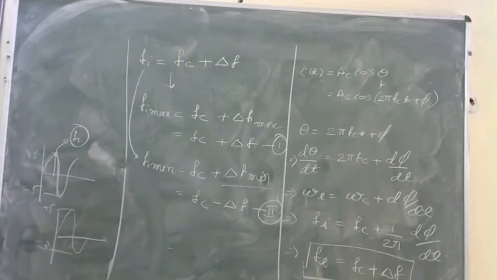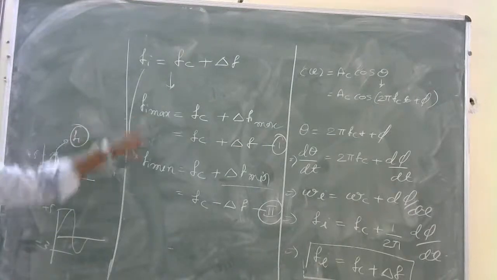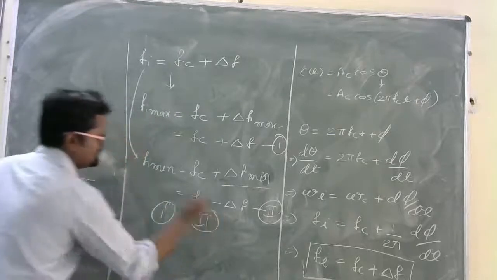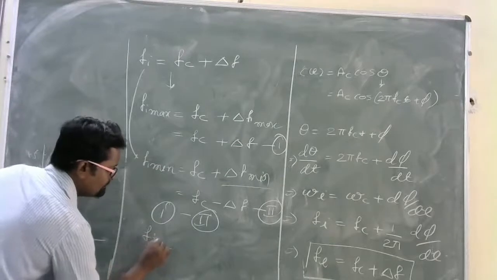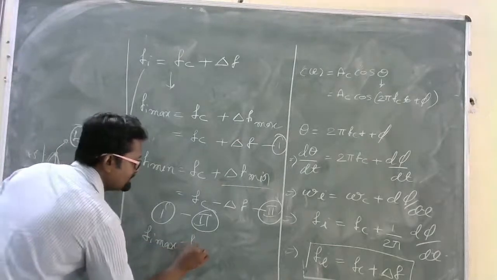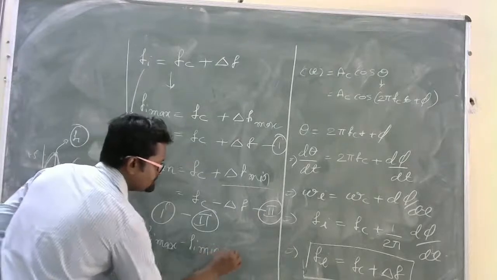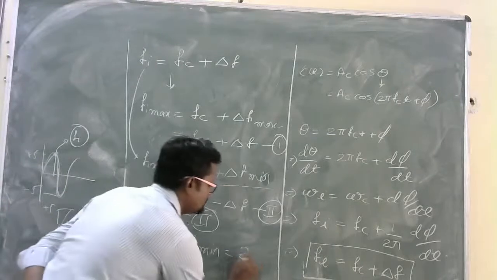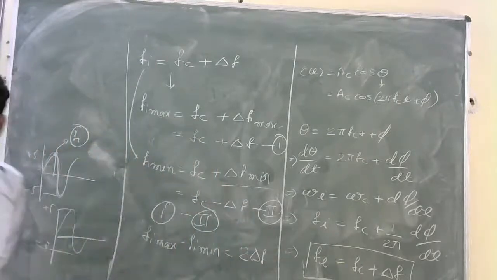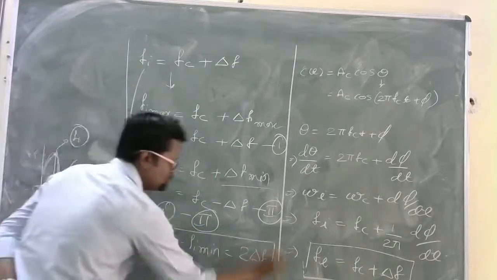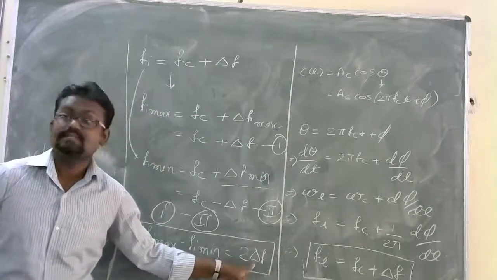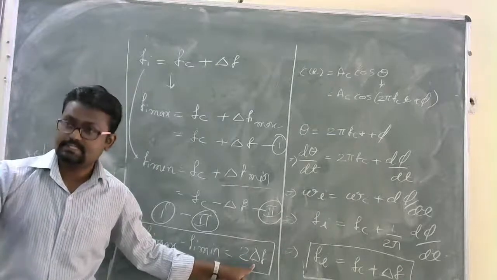When I am subtracting equation number 1 with equation number 2, what will we get? We will get Fi max minus Fi min equals 2 del F. Is it clear? So this 2 del F is known as carrier swing or frequency swing.